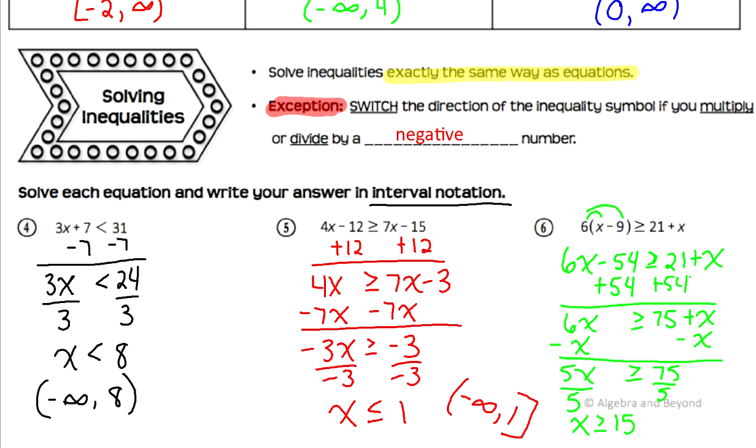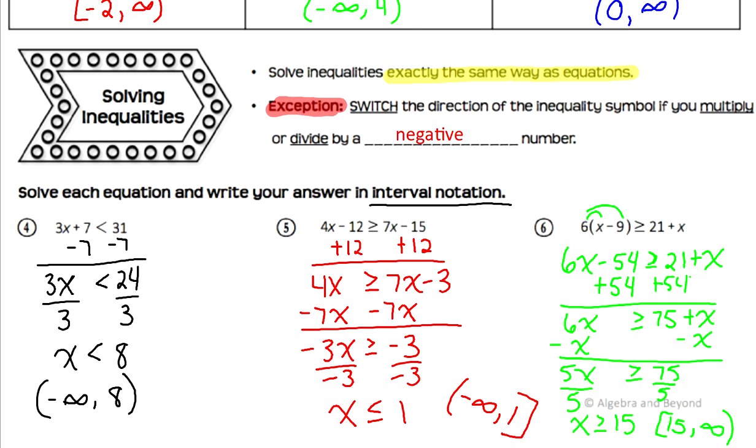This interval notation, greater than or equal to 15. So that means it starts at 15, including 15 with a bracket, and goes to infinity. So those are the steps in the process of solving.